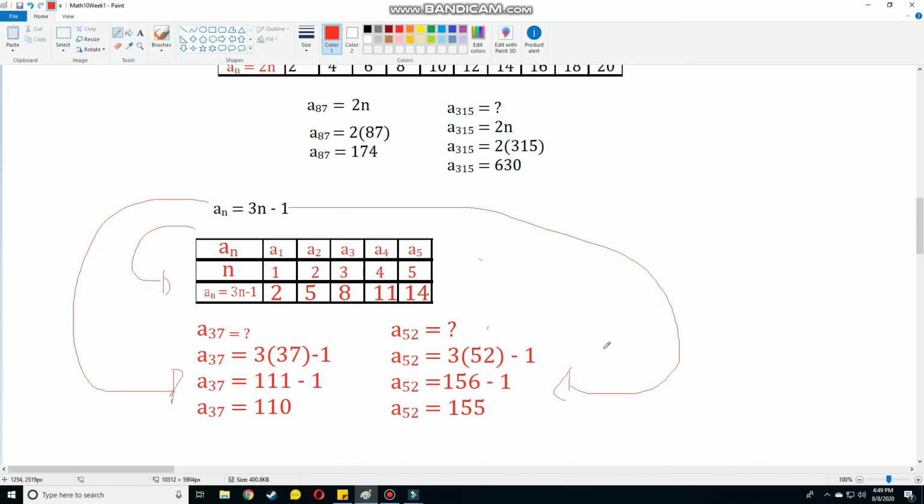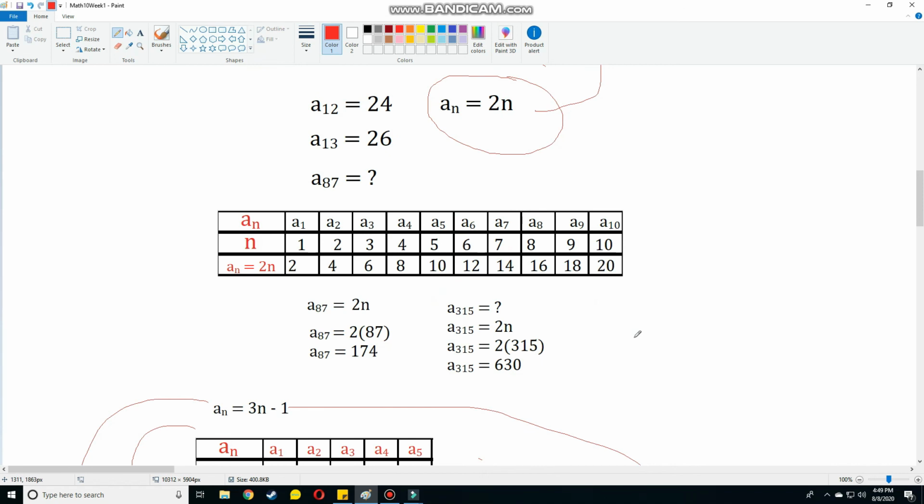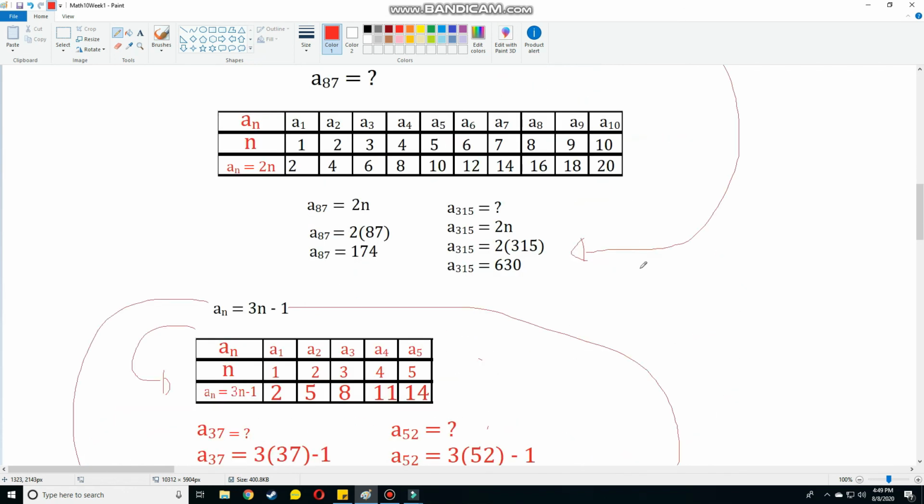That is why it is very important for us to derive a mathematical rule based on the pattern of our sequence, so that we could find terms that are way farther, for example, like the 315th term. That is how important it is for us to derive a mathematical rule based on the pattern of our sequence.